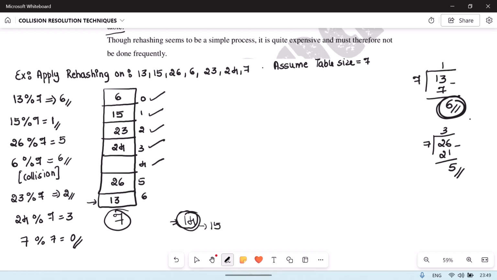After 14, we have 15. Is 15 a prime number? No. Then we have 16. Is 16 a prime number? No. Then what do we have? 17. Is 17 a prime number? Yes. So the new table will have the size of 17.